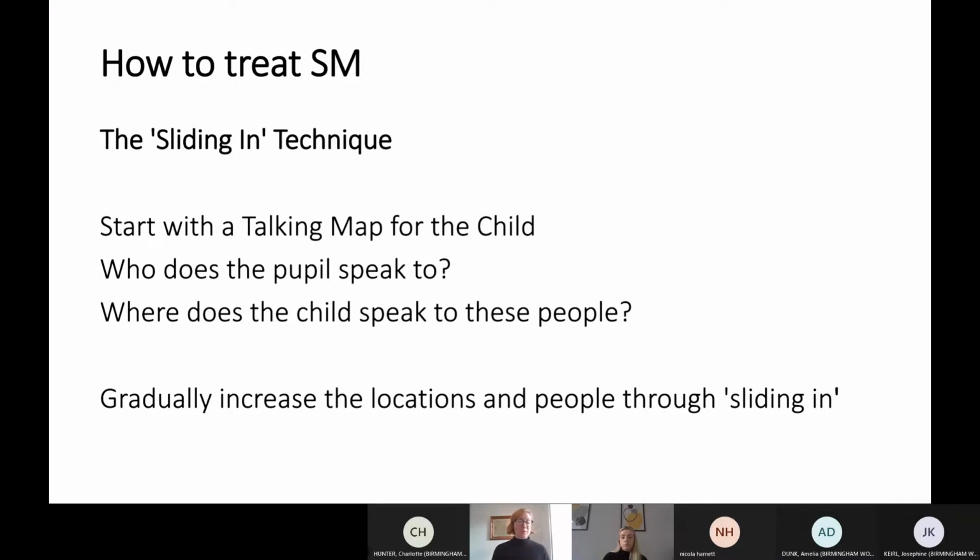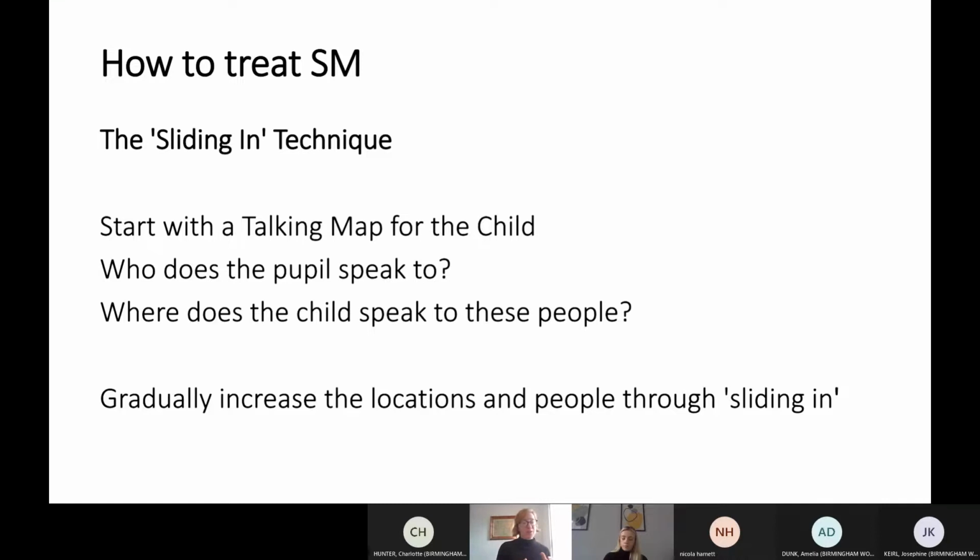So you start off with a talking map, and I'll show you a picture of what a talking map looks like. You're basically tracking who the child speaks to and where they speak to these people. So for example, you might see this child in their classroom won't speak to anyone when all the other children are around, but if there's no one else in the class, they would speak to their mum while they're in the classroom.